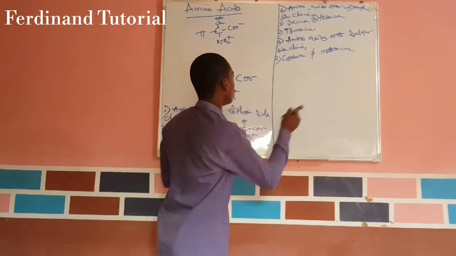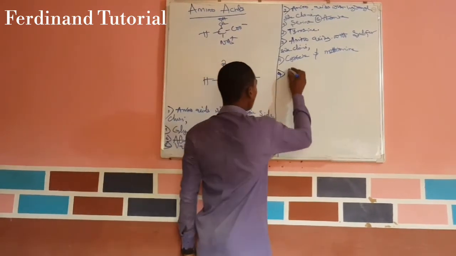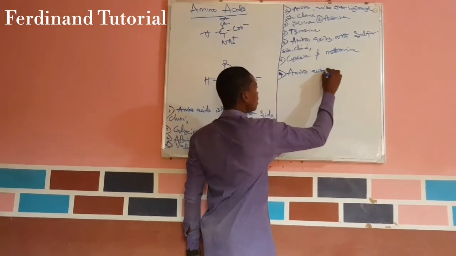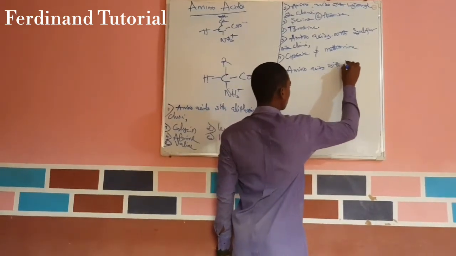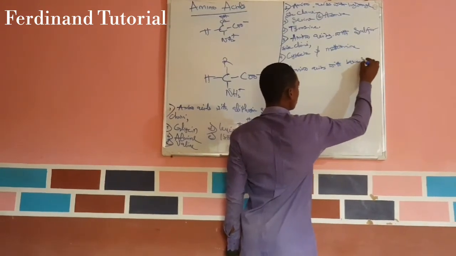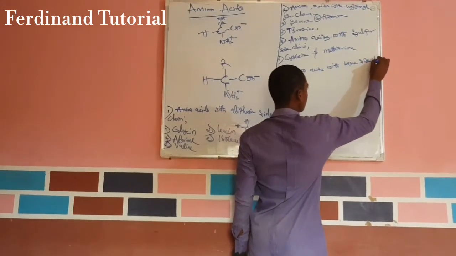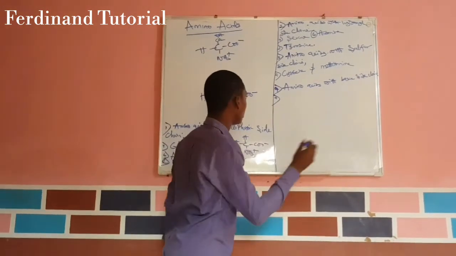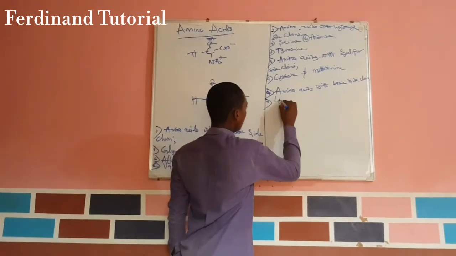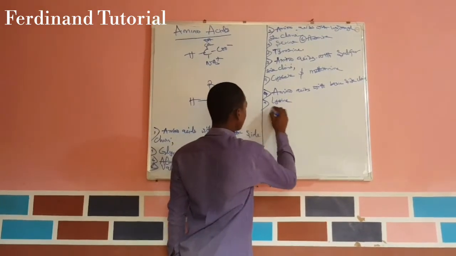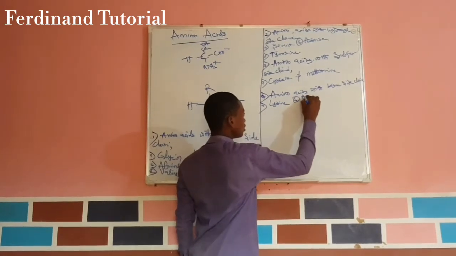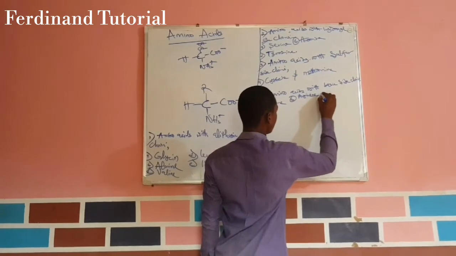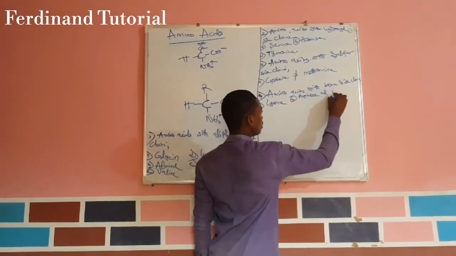Now let's go to number 4. We have amino acids with basic side chains. Now when we're talking about basic side chains, there are 3 in number. They include lysine, arginine, and histidine.